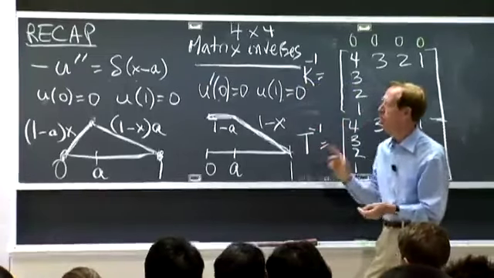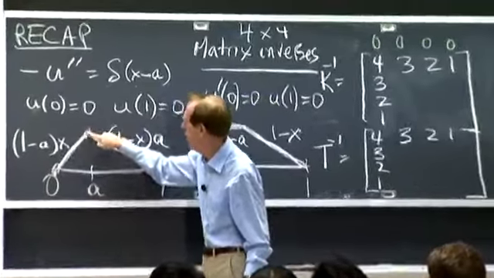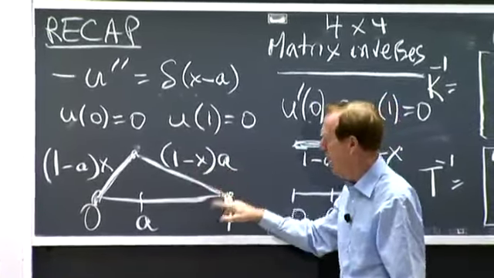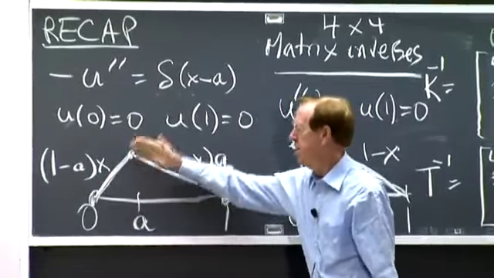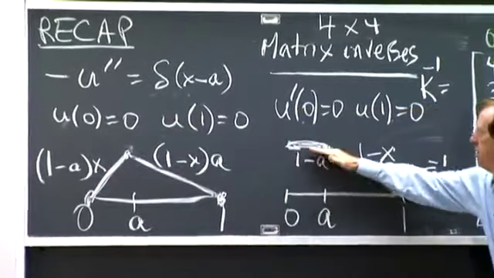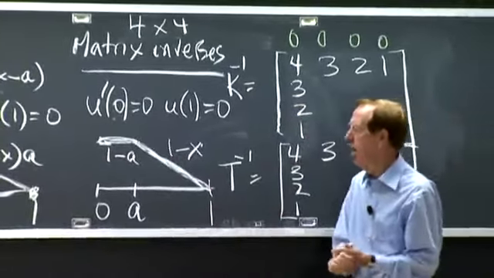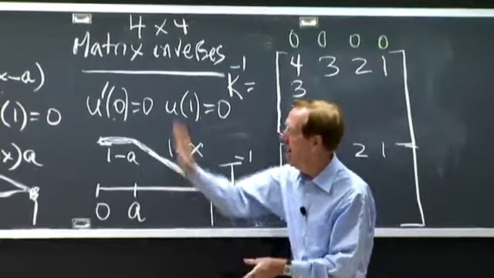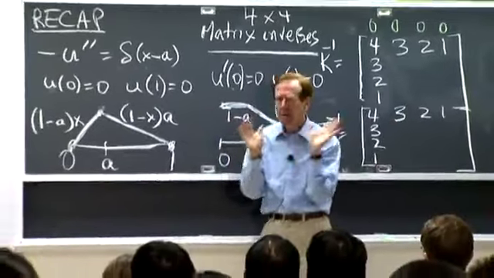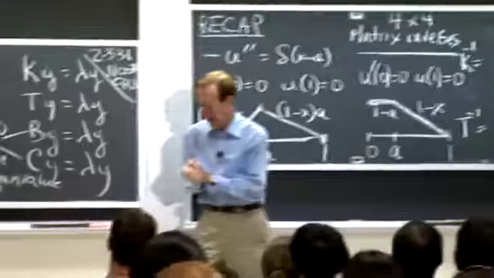It's saying the slope should drop by 1. And here the slope is 1 minus a going up, and if I take the derivative, it's minus a going down. 1 minus a dropped to minus a, good. Here the slope was 0, here the slope was -1, good. Okay, so those are the right answers, and this is a simple but really great example.